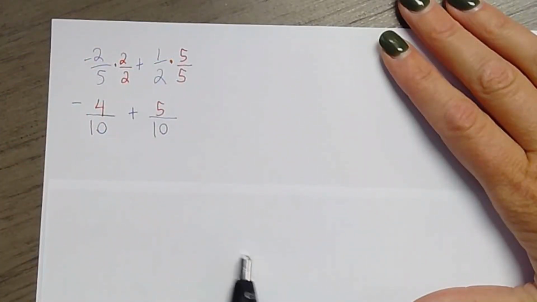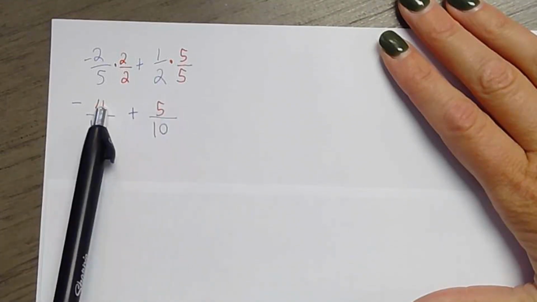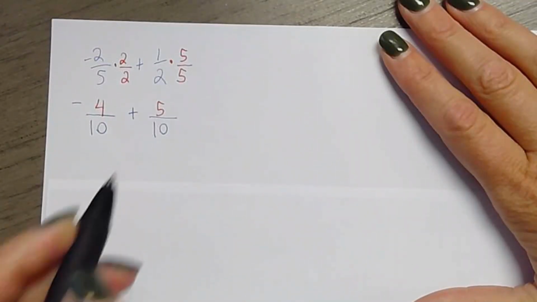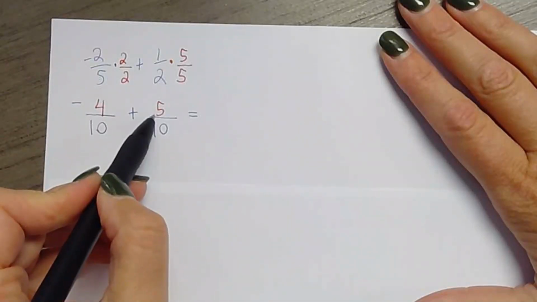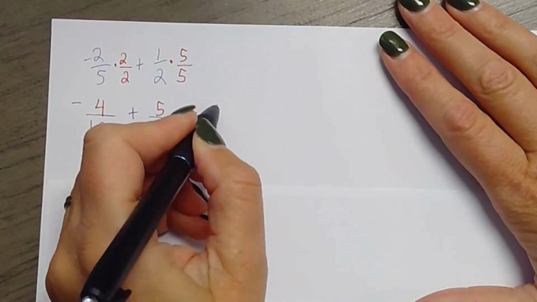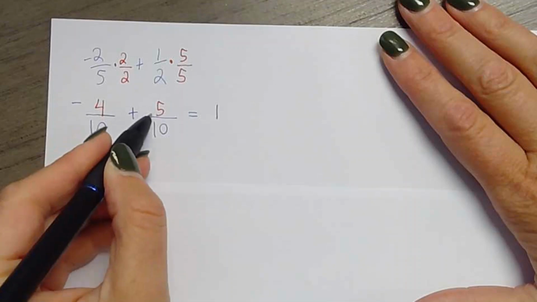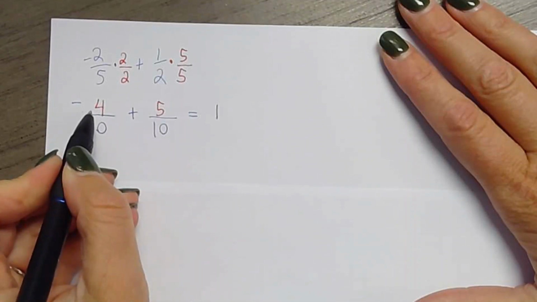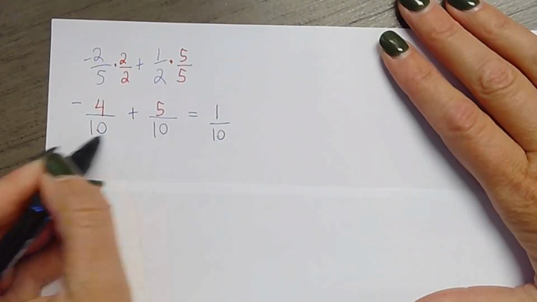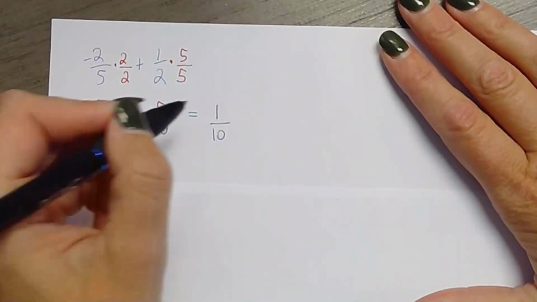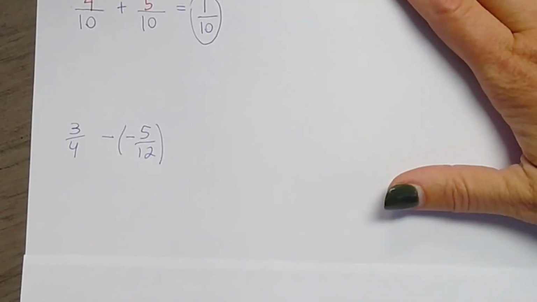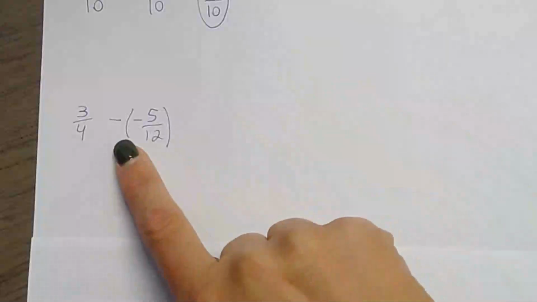And now I can combine the top because the bottoms are the same. I'm working with the same size pieces. And this is negative 4 plus positive 5. That lands me at 1, because it's like a subtraction problem, 5 minus 4. And then the 10 stays the same. I don't do anything with the denominators because I already fixed those. So that's my answer.